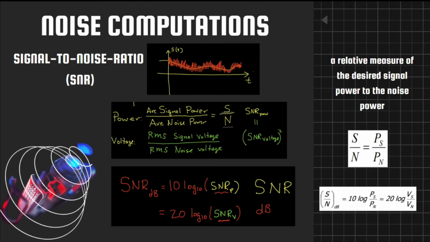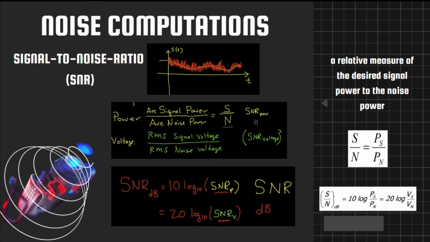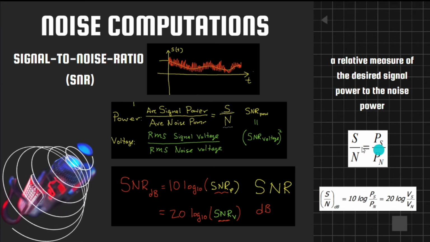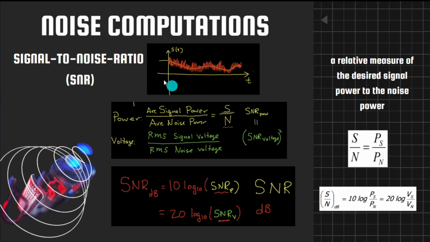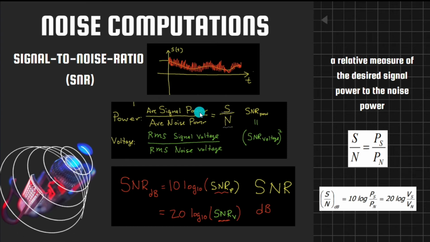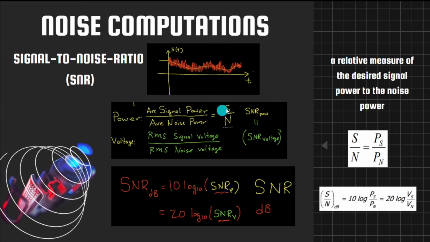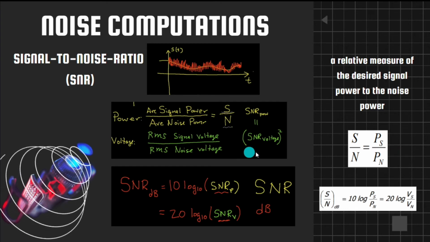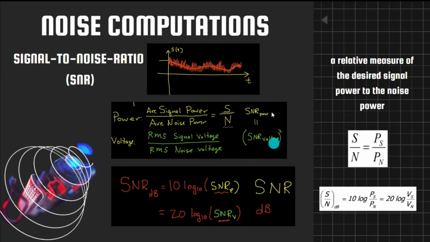Next, we have the signal-to-noise ratio, also called SNR. It is a relative measure of the desired signal power to the noise power, and we can see that S over N, the signal power over the noise power, is equal to P sub S over P sub N. This is the graph of the signal-to-noise ratio, where the average signal power over the average noise power is equal to the power ratio, S over N. So SNR power is equal to SNR voltage squared. The relationship between the power and the voltage can be seen in this equation.